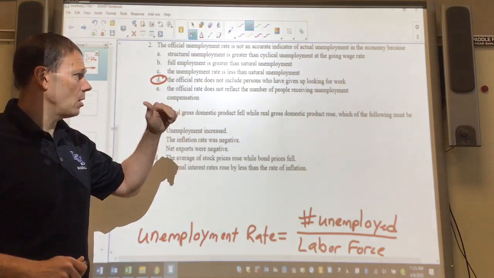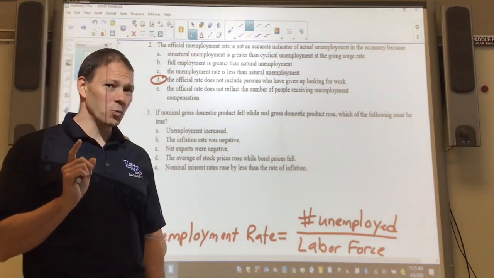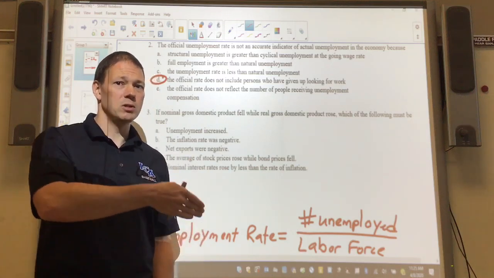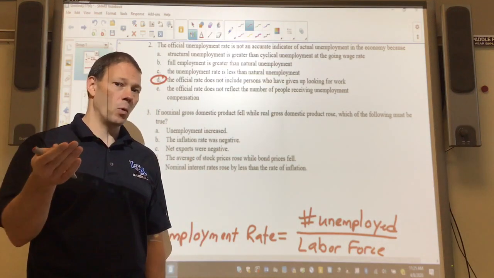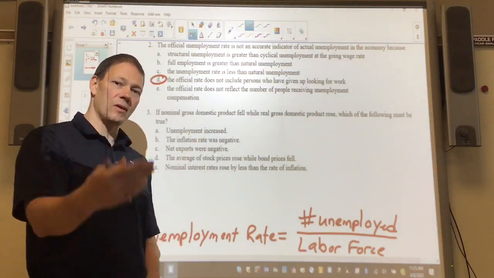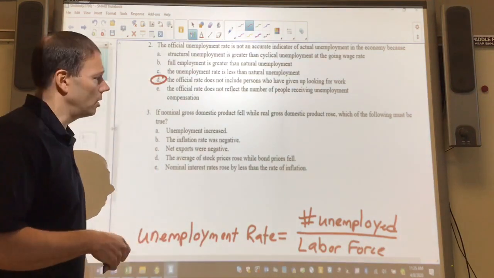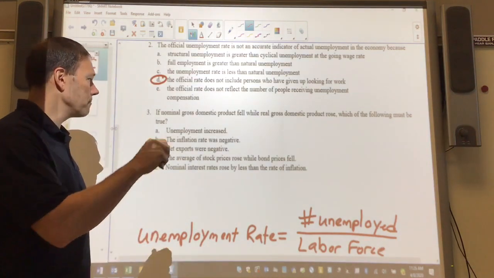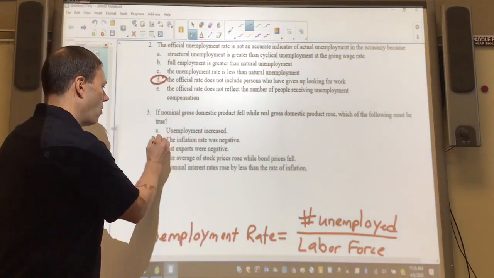All right, number 3. So what do we know? Nominal GDP goes down, but real GDP goes up. Now that's rare. Usually from one year to the next, nominal GDP goes up. One year it's 15 trillion, the next year it's 16 trillion, the next year it's 17 trillion in nominal terms, right? Real maybe not so much, but in nominal terms.